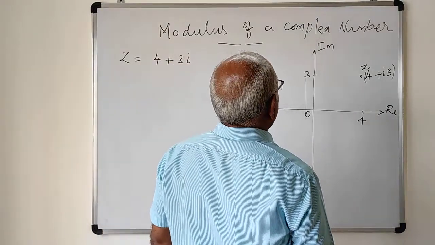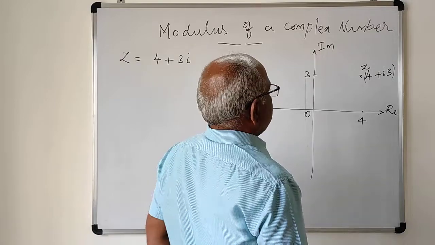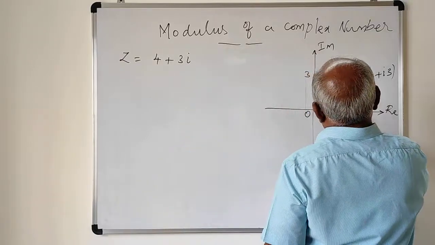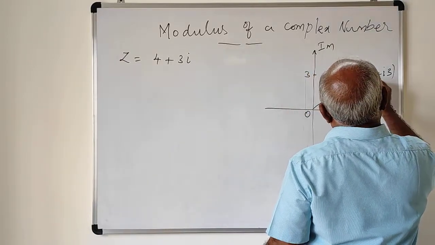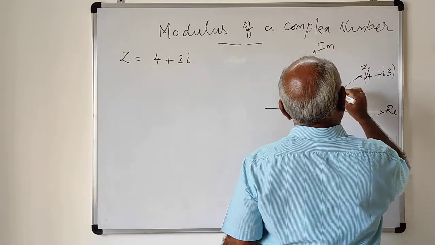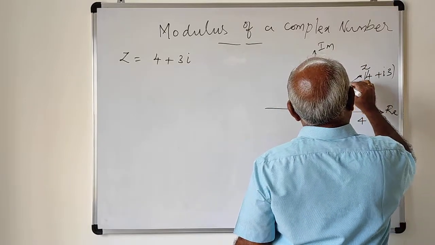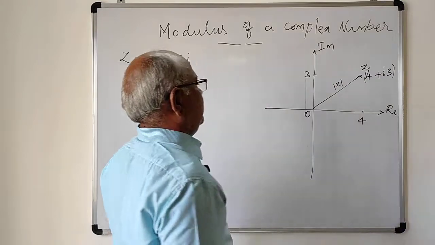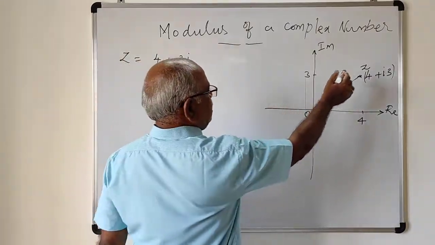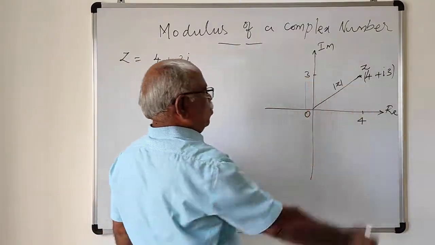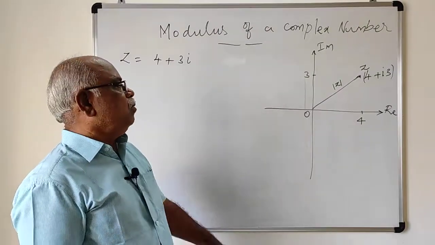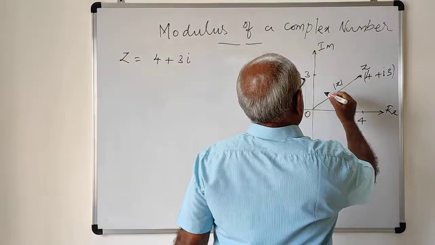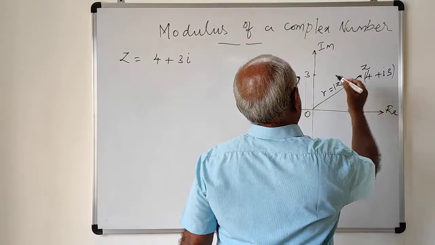And what do we mean by modulus? This distance OZ is called the modulus of Z. Mod Z means the distance of the complex number Z from the origin O, that is OZ, and that is called the modulus. It is also denoted by the letter r.